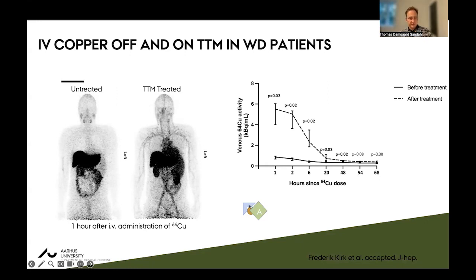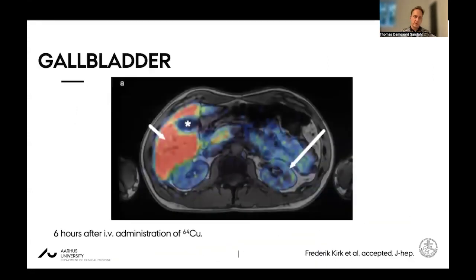So this fits completely with the idea of the tripartite complex. It's absorbed differently than copper alone. So just an indication that something has gone on very efficiently with the copper at this time. And then we really wanted to look at hepatobiliary excretion. And so what we saw here was a lot of copper in the liver, some in the kidneys, but to our surprise, we couldn't see anything in the gallbladder. And this was also the case for the small intestine and the colon. We could not see any sign of copper excretion by TTM in Wilson disease patients.